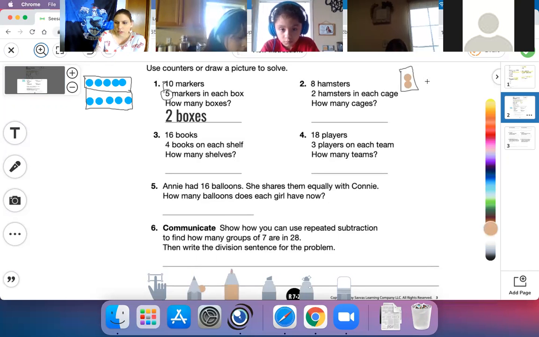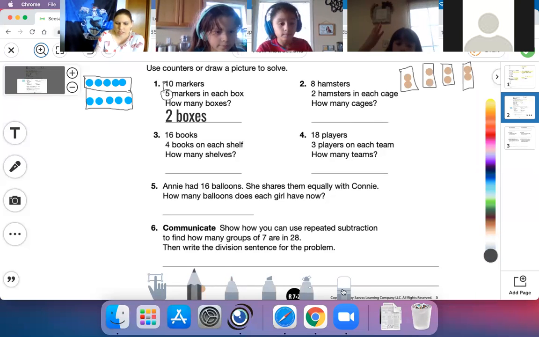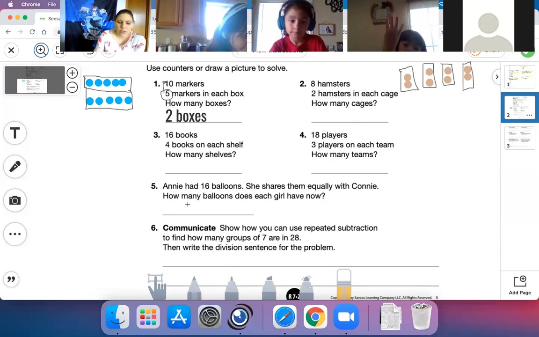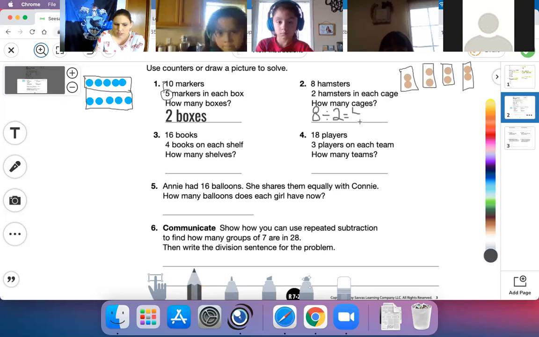3, 4 hamsters. 5, 6 hamsters. 7, 8 hamsters. So how many cages did I need to fit all of these hamsters? 4. How many cages did it take? 4, right? I heard a couple of us say it. Good job. So 8 hamsters divided so that there are 2 in each cage will need 4 cages.